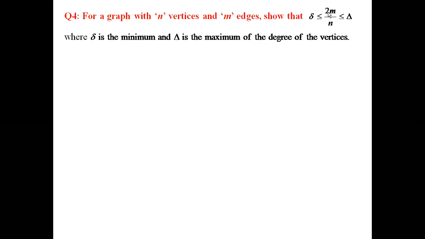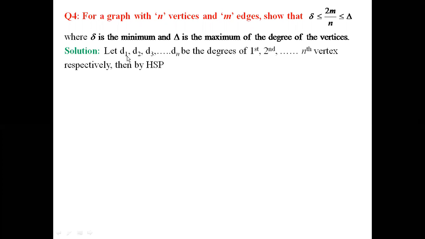There are two notations here representing the degrees of the vertices, small delta and big delta, right? Small delta represents the minimum of the degrees of the vertices and big delta represents the maximum of the degrees of the vertices. We have to show the result that small delta is less than or equal to 2m by n, which is less than or equal to big delta, where m is the number of edges in the graph and n is the number of vertices in the graph.